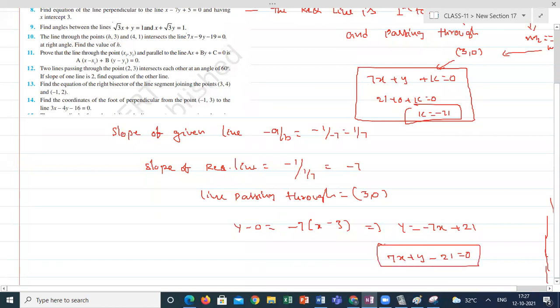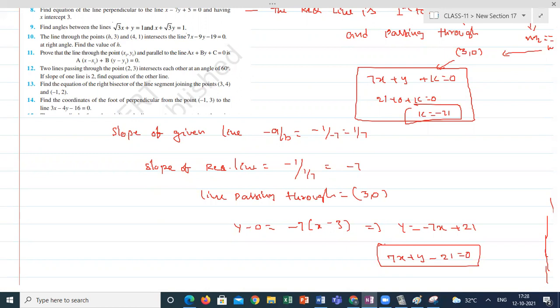This is the general method and process. If you are able to remember the family of lines concept, you can use it and proceed, or find the required slope, and the point is there, apply the slope and point formula. Hope you are clear, students, what I'm saying.